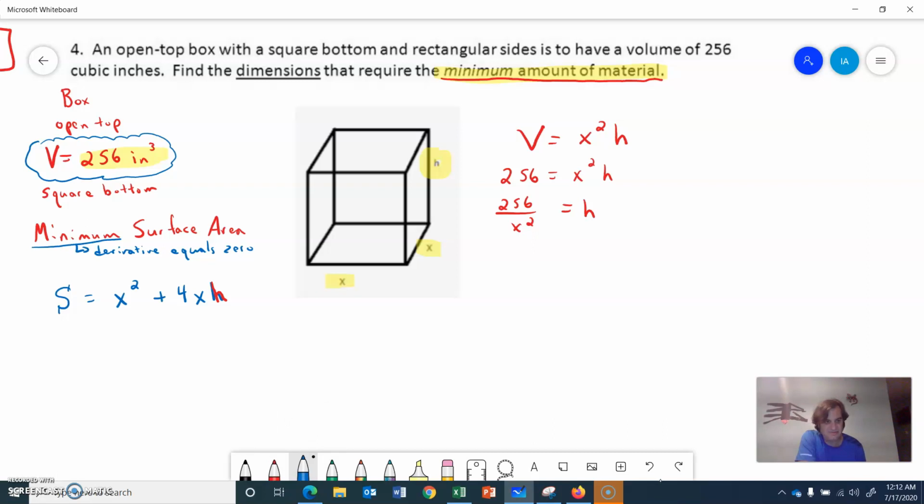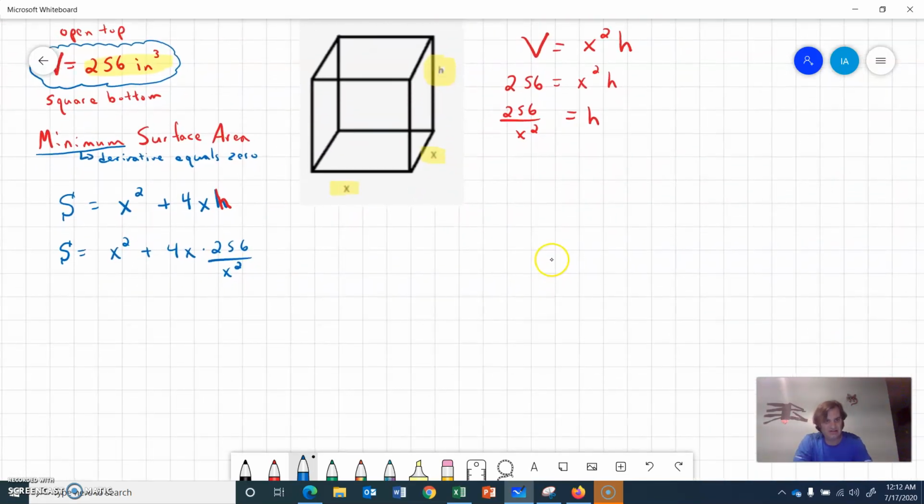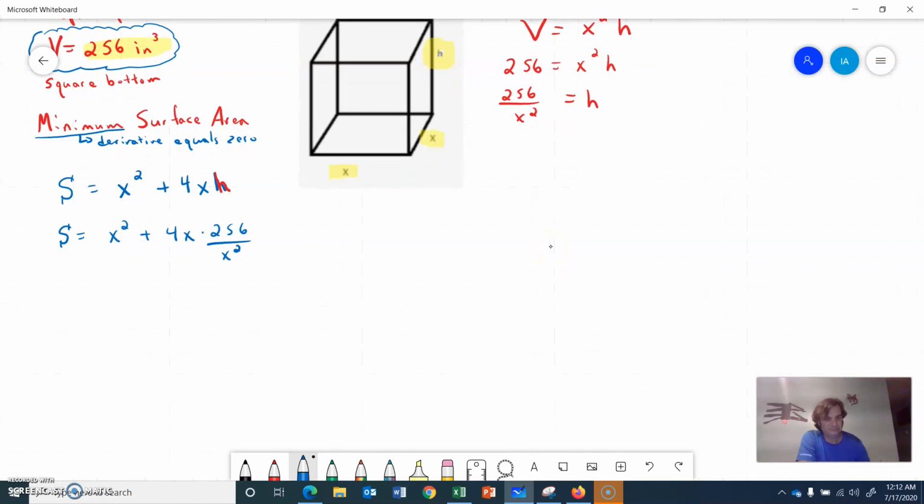So let's come to our surface area formula: X squared plus 4X times 256 over X squared. Now I know I'm going to have to take the derivative of this, so I'm going to clean it up a little bit. But let's slide this up so we have a little bit more room. It's not sliding. There we go. So I'm going to clean up my surface area formula.